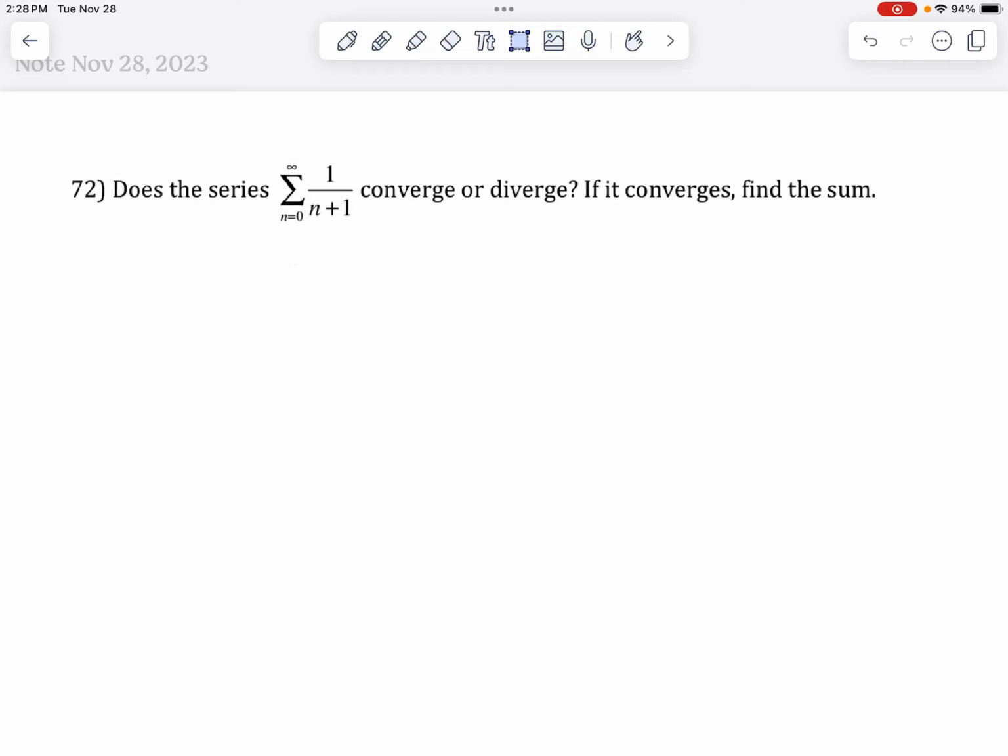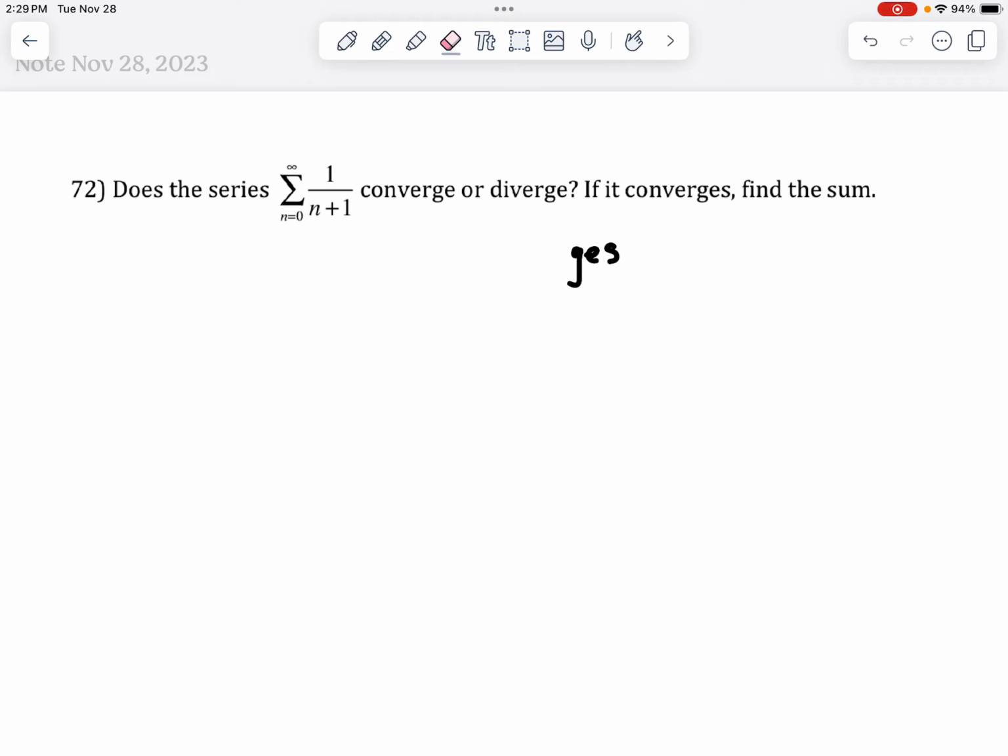And what about this series 1 over n plus 1? Converge or diverge? Well, one thing you can do is estimate, so that plus 1 on the bottom doesn't really matter, at least for an estimate. So I could say this is approximately like 1 over n, and I know that 1 over n diverges because I've done the integral test before. And I can do the integral test here and show that it's still going to diverge.